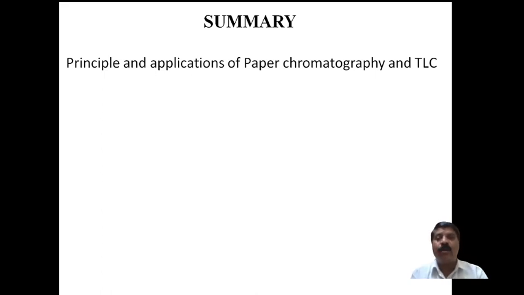Paper chromatography has three sub-methods: ascending development paper chromatography, descending development paper chromatography, and lastly radial, circular or disc development paper chromatography. Then I explained the applications of paper chromatography collectively. Afterwards I came to thin layer chromatography, and I explained the definition.